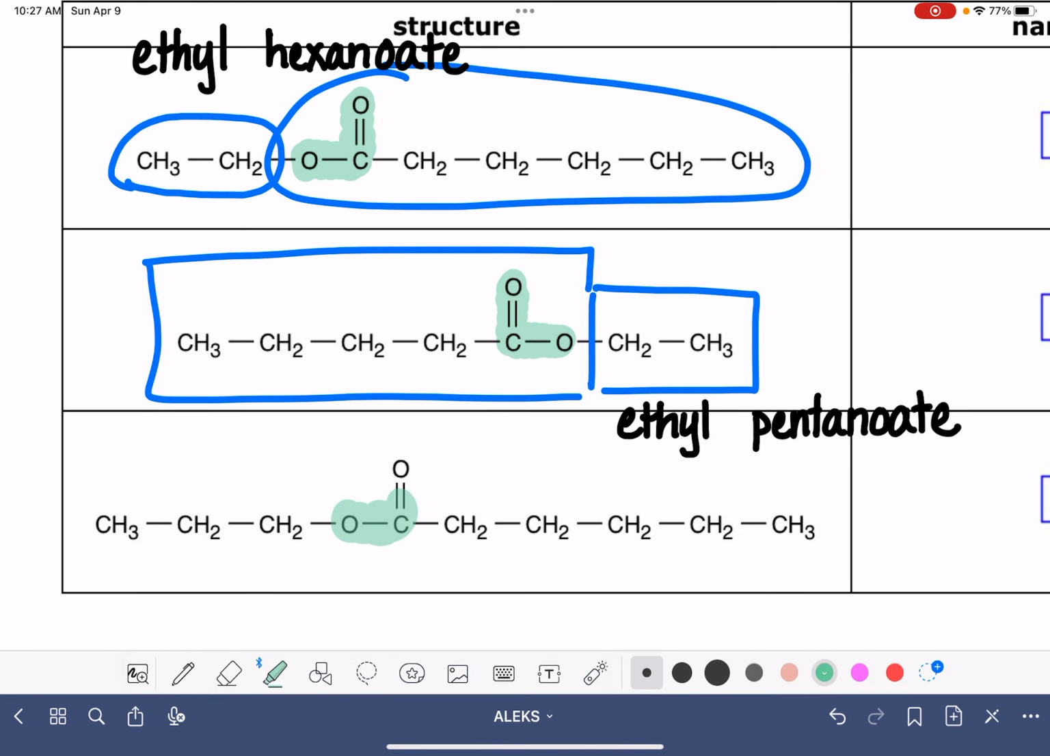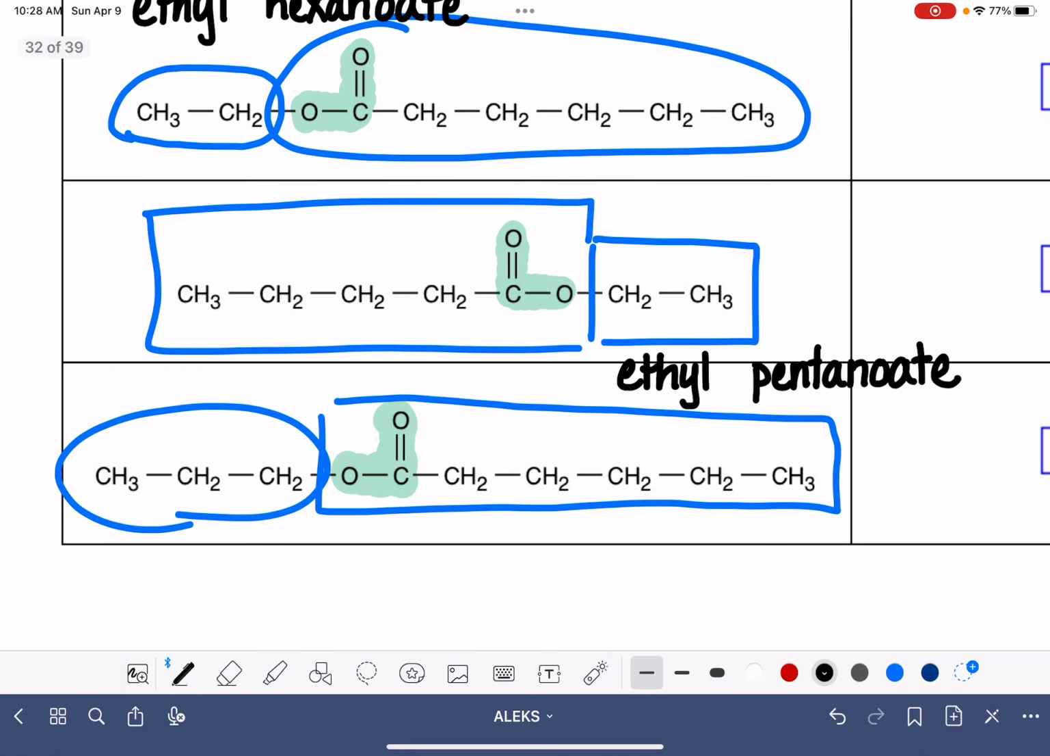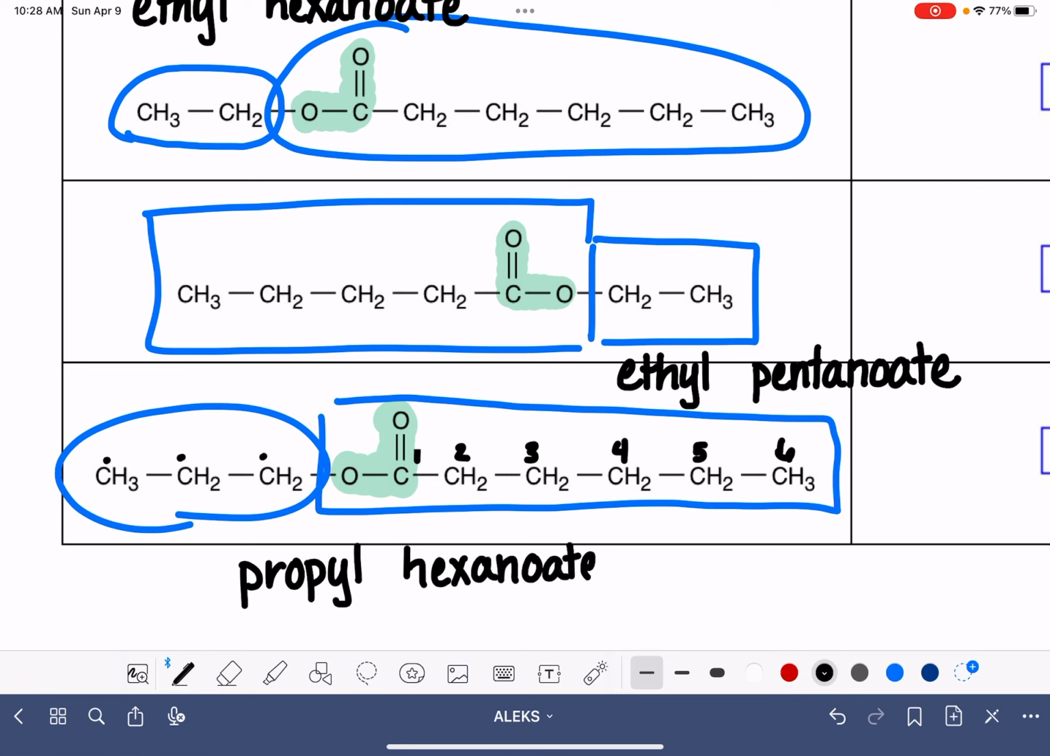Okay, one more like this. Find that ester group. Divide the molecule into two pieces, not at the carbon-oxygen double bond. Divide it at the carbon-oxygen single bond. Name the non-oxygen portion of the molecule first. That's a 3-carbon branch, so that's a propyl. Don't forget to put a space. And then name the rest of the molecule based on how many carbon atoms are in it. That's a 6-carbon chain, so that is a hexane. Drop that last E: hexanoate.